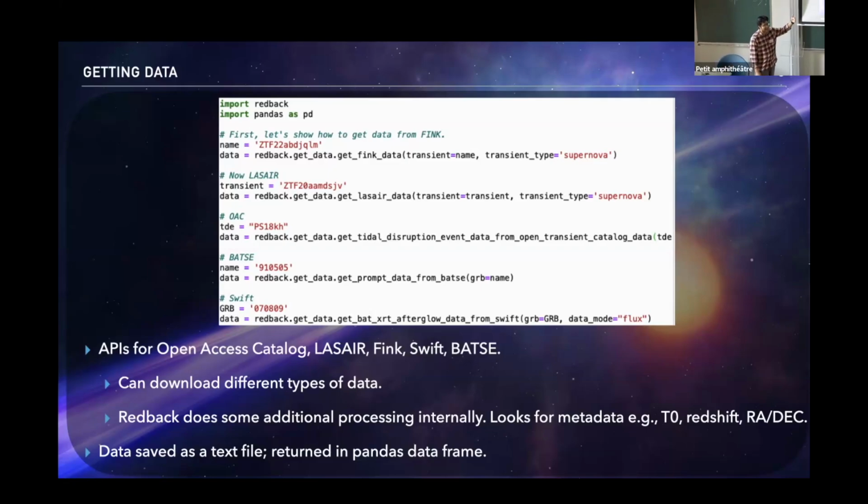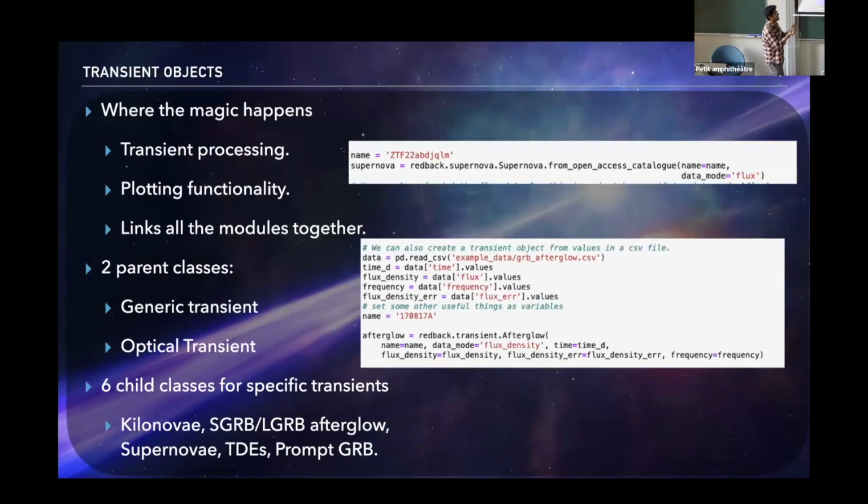The data is just saved as a text file, and it's just a pandas data frame, so you can inspect it and so on. But where the magic happens is that you can load that data into this transient object, which will look for other things from the metadata that it can, such as the location of the transient, what the redshift is, whether the redshift is from a spectrum, and things like that. Of course, if you have your own data, such as a text file you have loaded up, you can create your own transient object and do fitting on that and various other things.